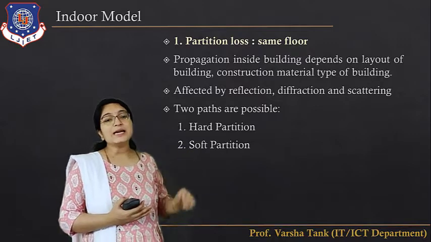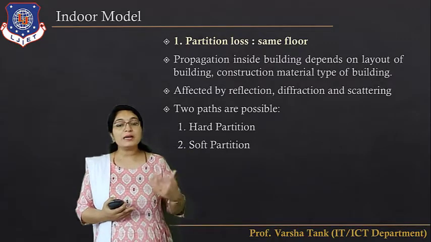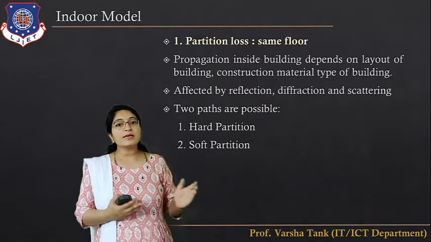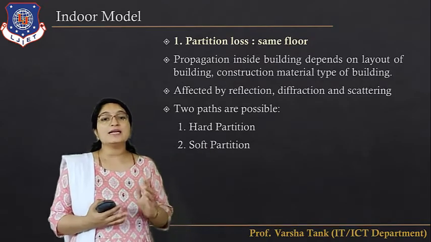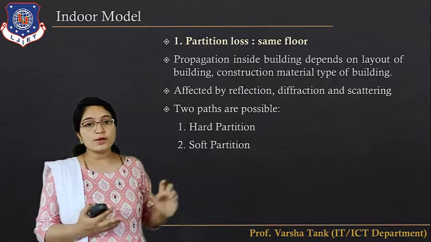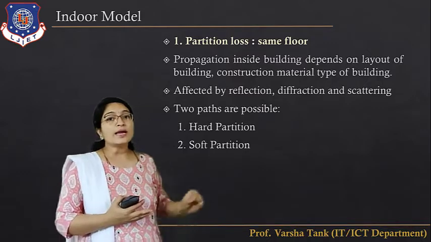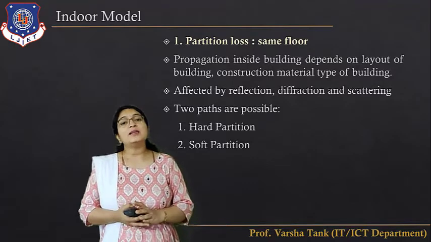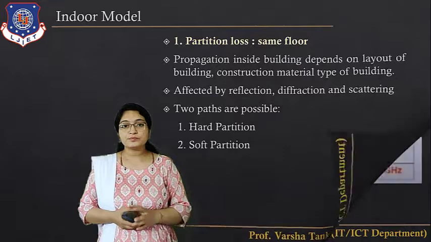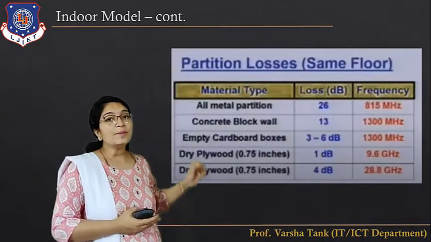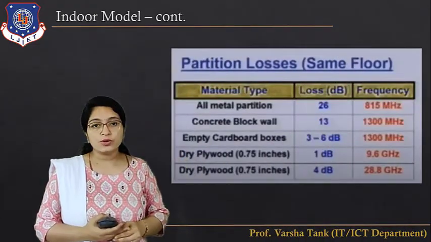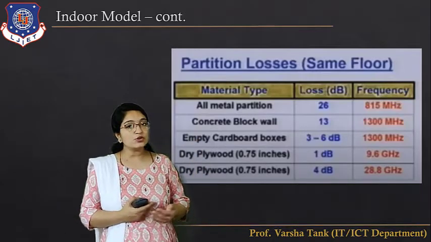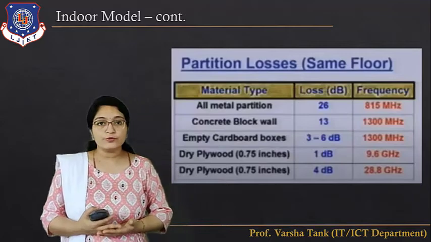Propagation inside the building depends on the layout of the building construction and the material type of the building, and it will be affected by reflection, diffraction, and scattering. All of you are aware of these three terms. Two types of partitions are possible: hard partition and soft partition. Now here are the partition losses on the same floor. Here we have considered different types of materials, as I told you, on the floor.